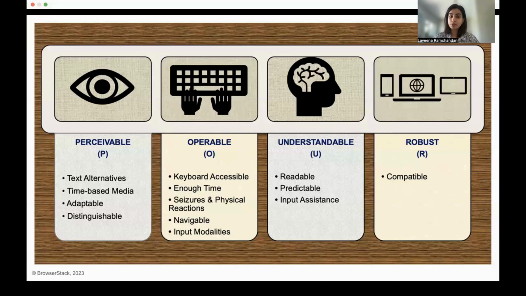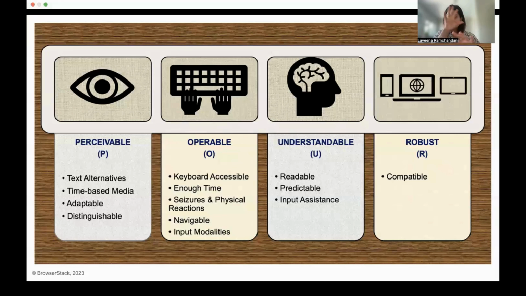And then we come to operable, things that can be keyboard accessible. People like to do keyboard navigations, so we want to make sure there are no traps, and enough time for people to understand and digest the information rather than jumping into the next video or something. Make sure about seizures and physical reactions, because if you put in flashy lights, a lot of fun things that you might think are fun, it might impact someone mentally.